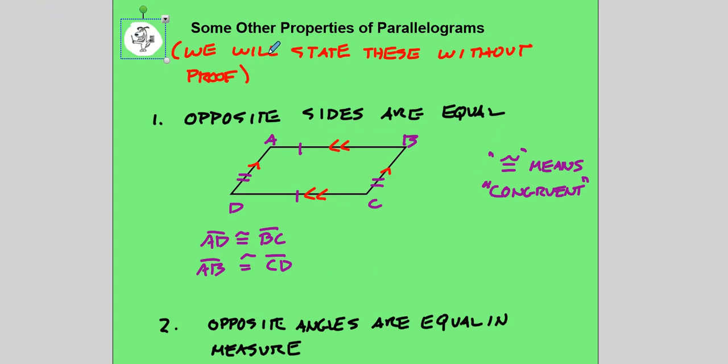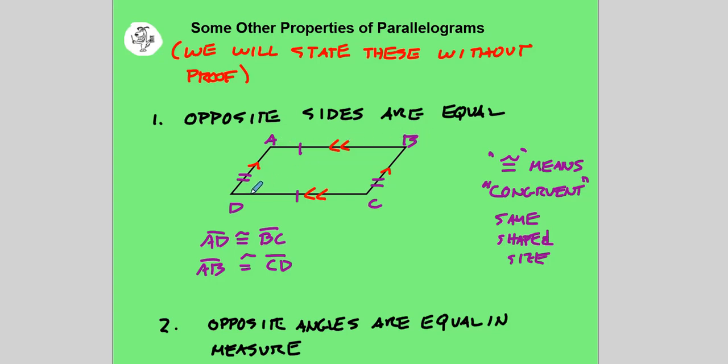So some other properties of parallelograms, we will state these without proof here. We don't have the properties needed to prove them yet. So one, opposite sides of a parallelogram are equal. So not only are they parallel, they are equal, or congruent, to each other. This equal sign with a little squiggle on top means congruent. Congruent means same shape and size. So if I took segment AD, for example, I could place it over segment BC and they would perfectly match each other. So segment AD is congruent to segment BC in this diagram.